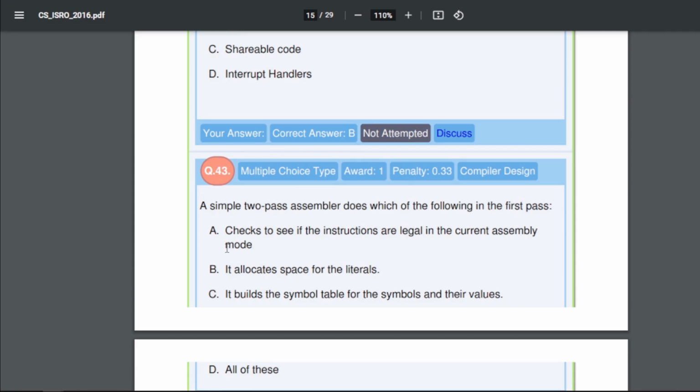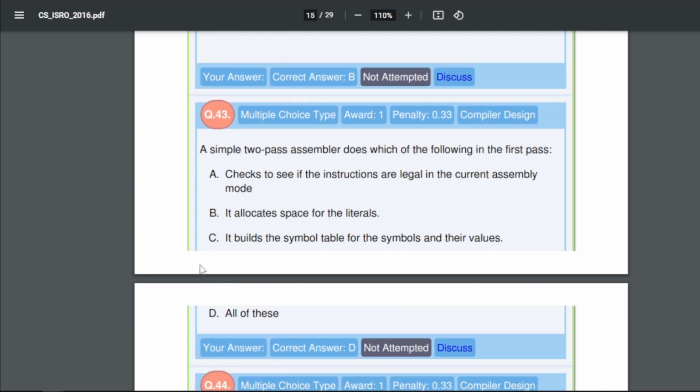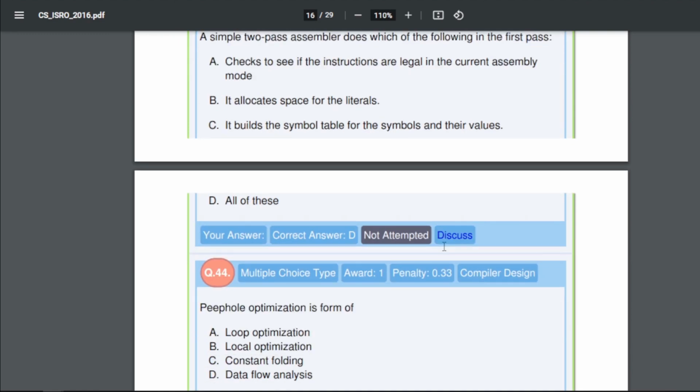Now question number 43: a simple two-pass assembler does which of the following in the first pass? Basically, a simple two-pass assembler does all of the above: it checks to see if the instructions are legal in the current assembly mode, it allocates space for the literals, and it builds the symbol table for the symbols and their values.